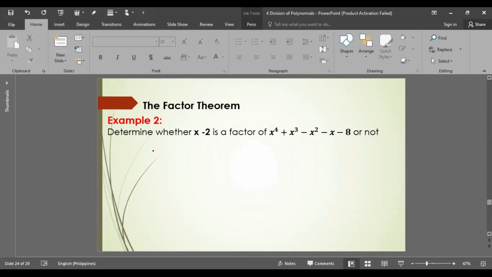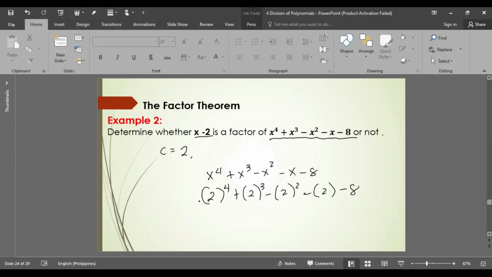Let's have another example. Determine whether x minus 2 is a factor of x raised to 4 plus x raised to 3 minus x raised to 2 minus x minus 8 or not. So identify first the value of c. The value of c here is 2. Let us replace the variable in P of x by 2. Simplifying, 2 raised to 4 is 16 plus 2 raised to 3 is 8 minus 2 raised to 2 is 4, copy minus 2 minus 8.